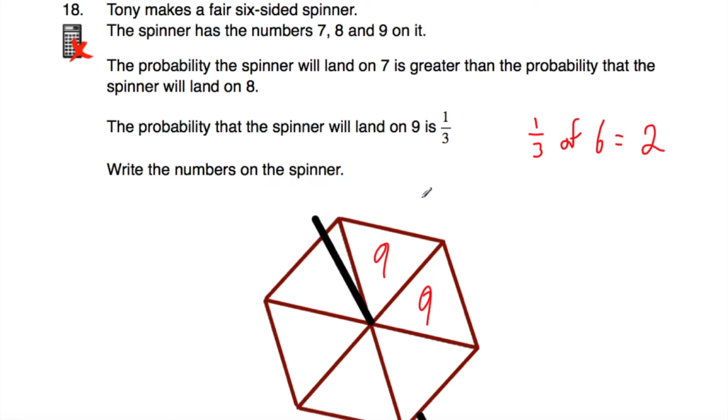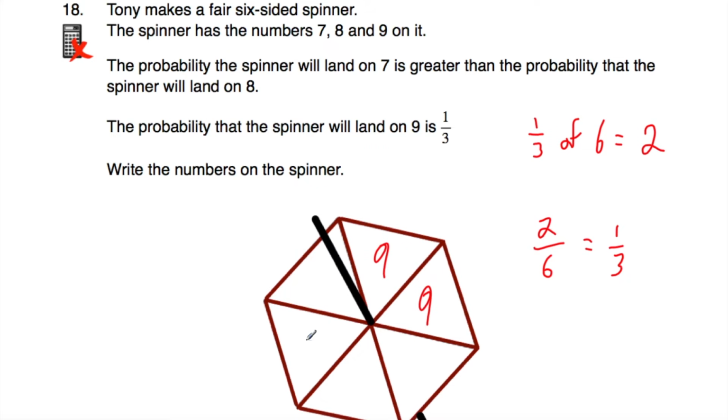So let's just check that. If you've got a spinner with 6 sections, and 2 of the sections have got 9s on them, if you wanted to find the probability of getting a 9, it'll be 2 out of 6, so 2/6. And 2/6 can be cancelled down to 1/3, so that'll be right. So that means there must be 2 9s on the spinner. And also we just did 1/3 of 6, and that told us there's 2 9s on there. Okay, so we know there's 2 9s on the spinner.